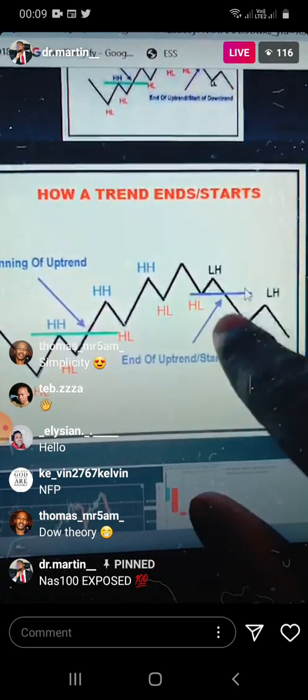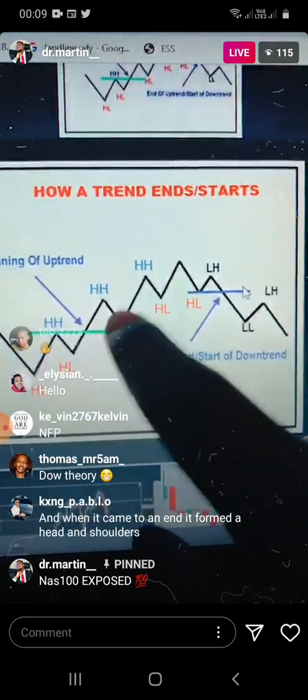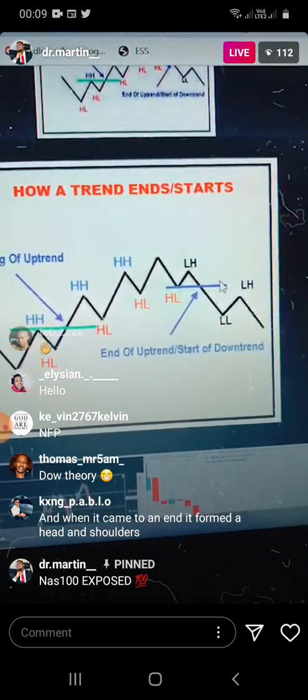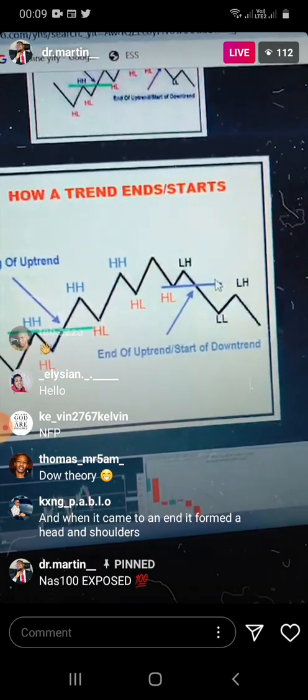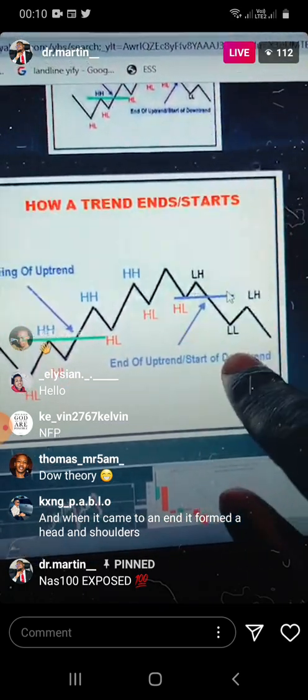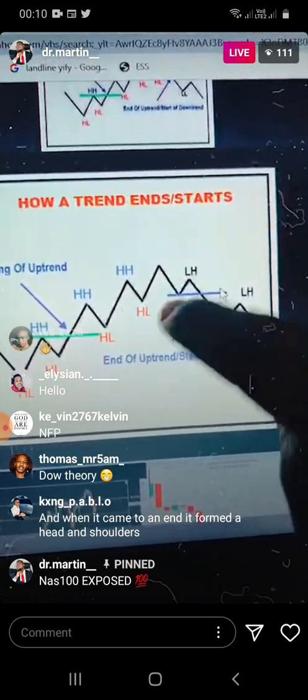This is called the head and shoulders pattern. So this is how head and shoulders are formed. You cannot trade head and shoulders patterns if you don't understand how they form, right? So head and shoulders patterns form like this. This is when head and shoulders form, because the market is changing structure, right? The market is changing structure.